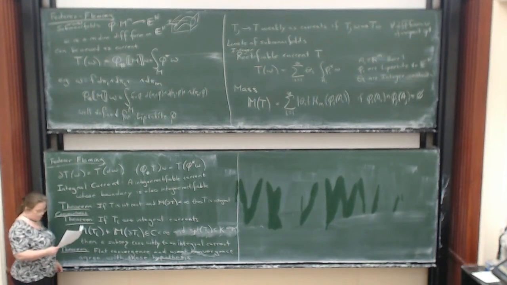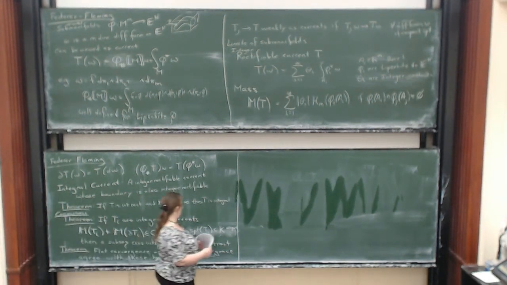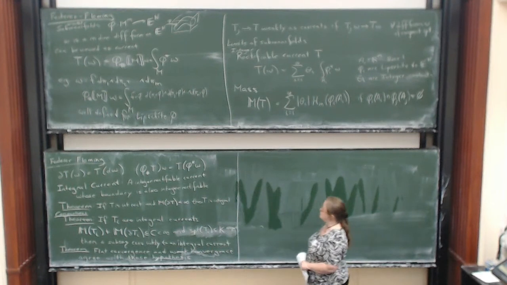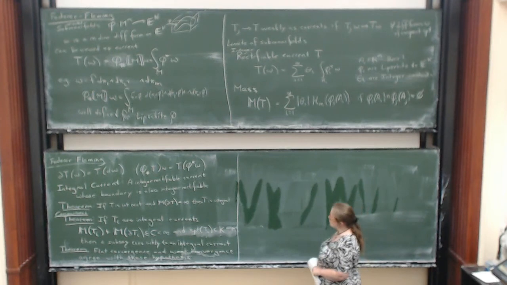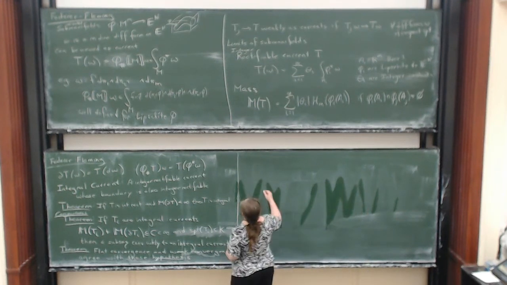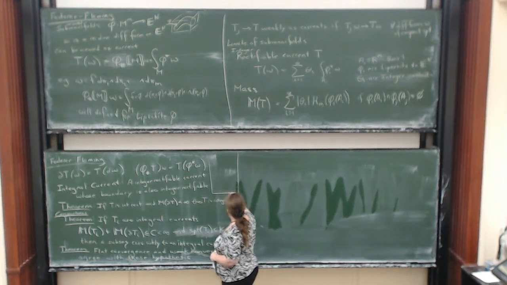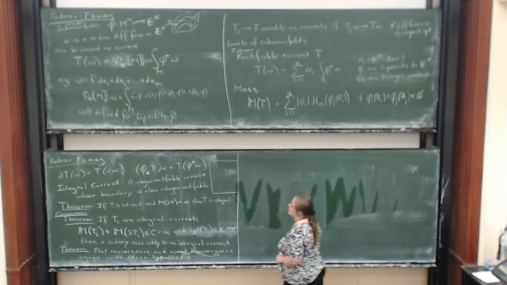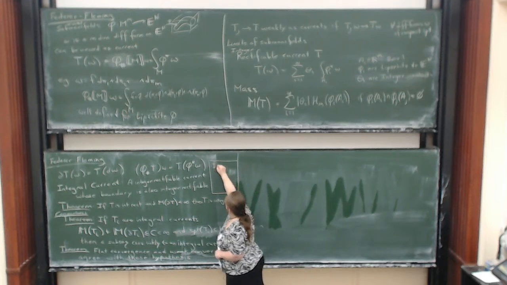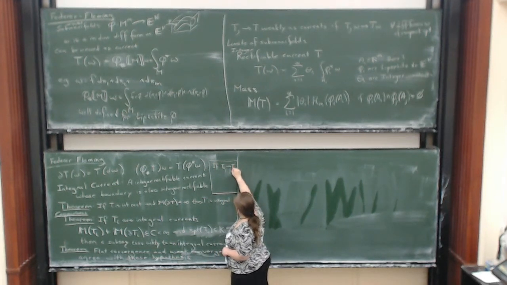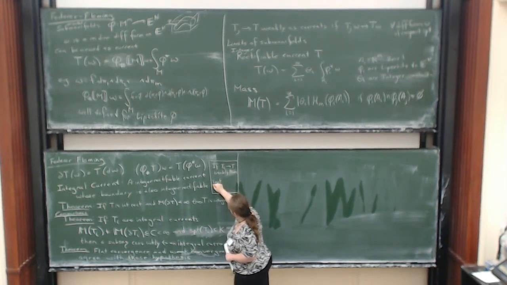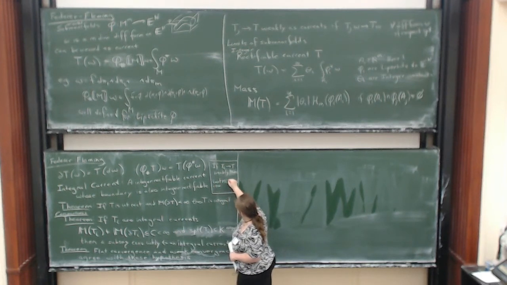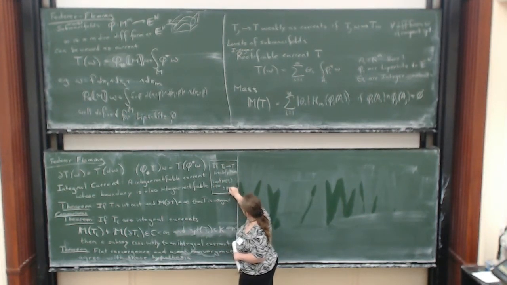Just want to make sure I said everything I wanted to say. Oh, one last very important property of this weak convergence. I'll put it here. It's very bad form, I know. If T_i converges to T weakly, then the limit as i goes to infinity of the mass of T_i is greater than or equal to the mass of T.